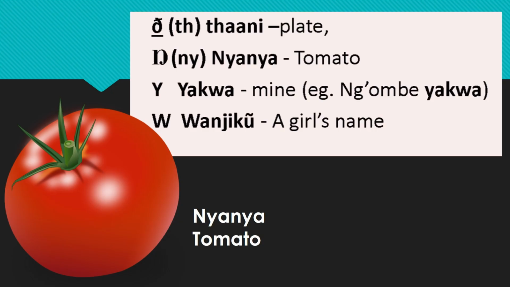W, another very straightforward letter. I'm going to give you the example of a woman's name, Wajiko. Wajiko is a fairly common woman's name. Wajiko.